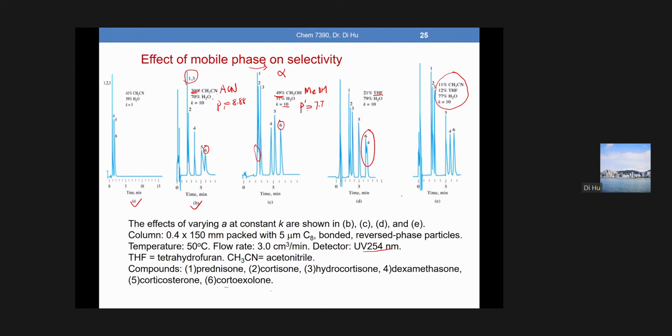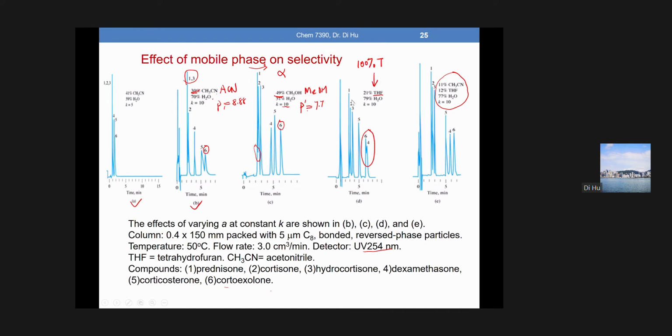For this particular example we're talking about, can anyone tell me what the composition of T is? What is the percentage of water, and what is the percentage of THF in T? 100% T means what? Can anyone respond in the chat box? 100% T means 79% water and 21% THF.